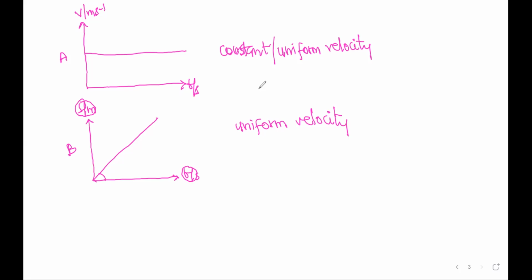Please, are you okay? Yes, sir. Speed is the same throughout. Here it is moving with one speed, acceleration 0. Acceleration 0 because the speed is the same or uniform. So they are the same graphs.